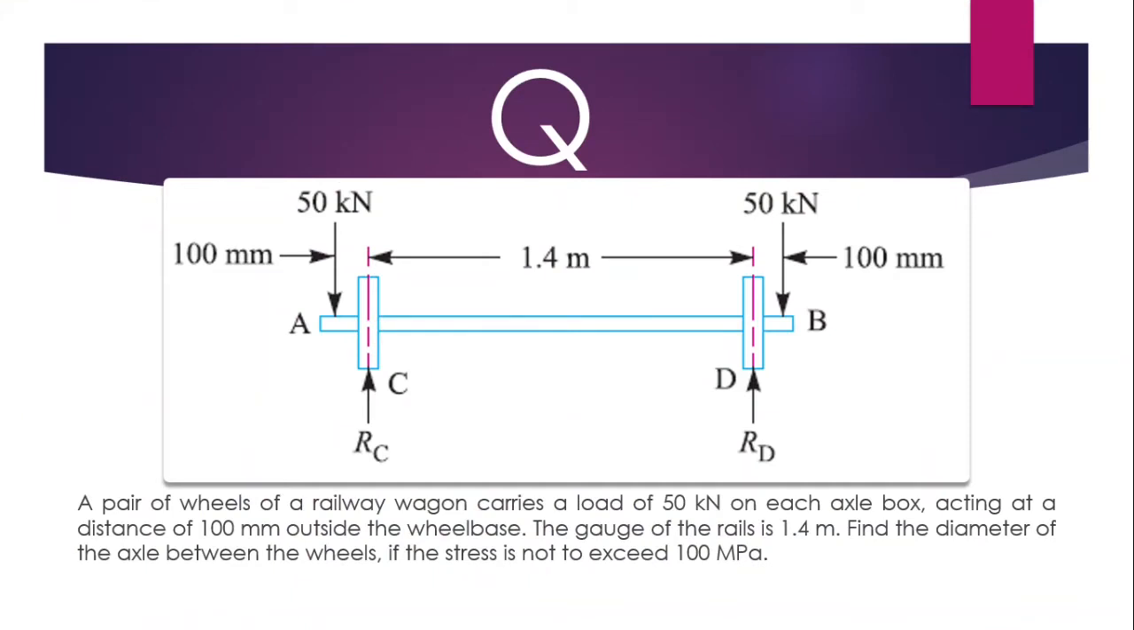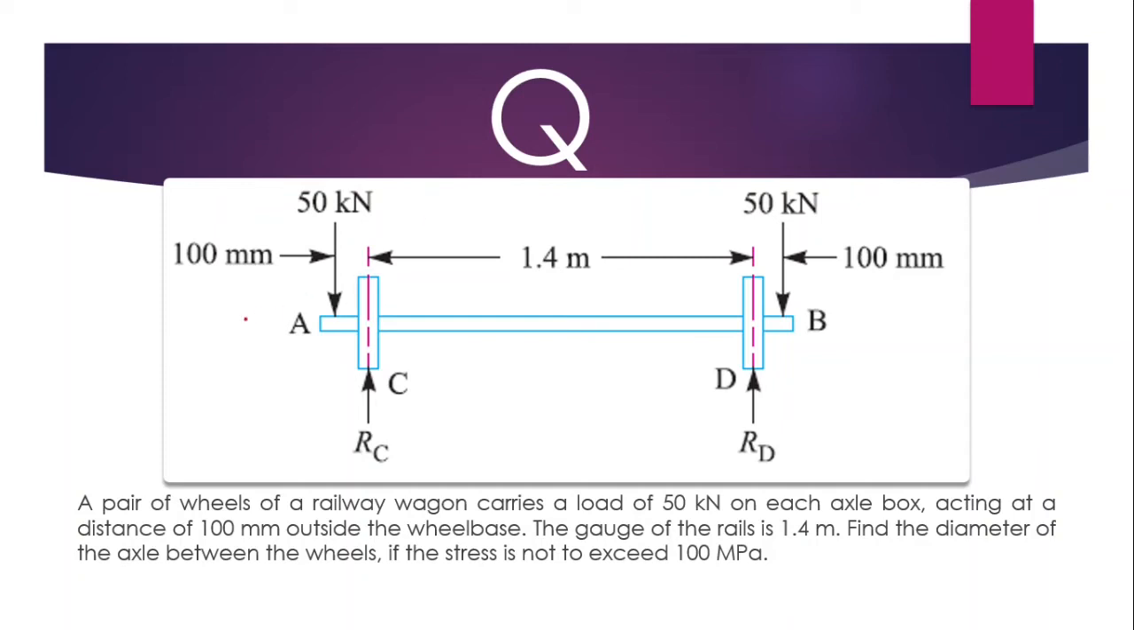Then here is the first question. A pair of wheels of a railway wagon carries a load of 50 kilonewton on each axle box, acting at a distance of 100 mm outside the wheelbase. The gauge of the rails is 1.4 meter. Find the diameter of the axle between the wheels if the stress is not to exceed 100 megapascal.